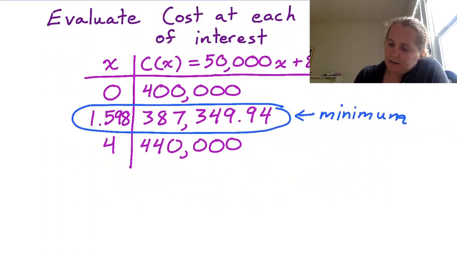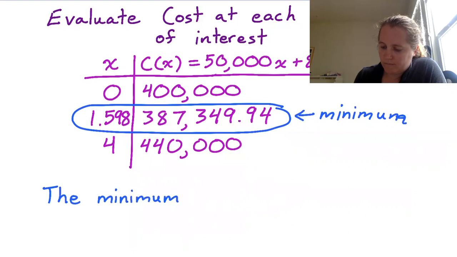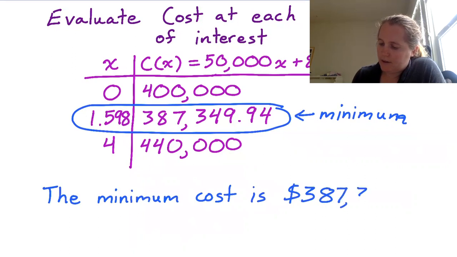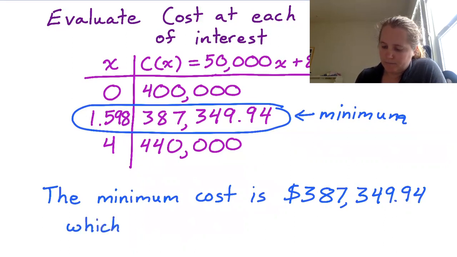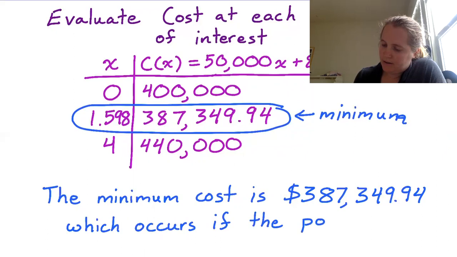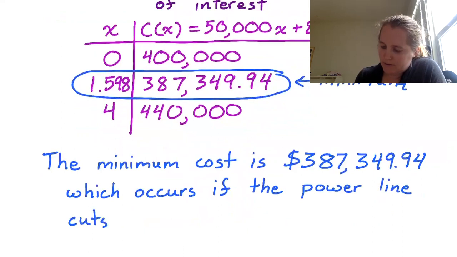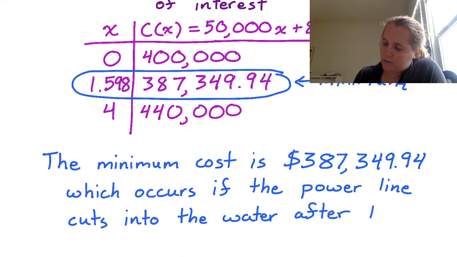So if we write out our answer, we have the minimum cost is $387,349.94, which occurs if the power line cuts into the water after 1.598 miles along the shore.